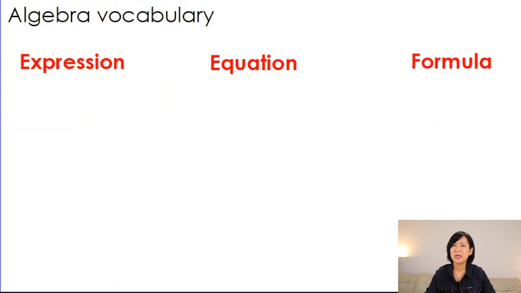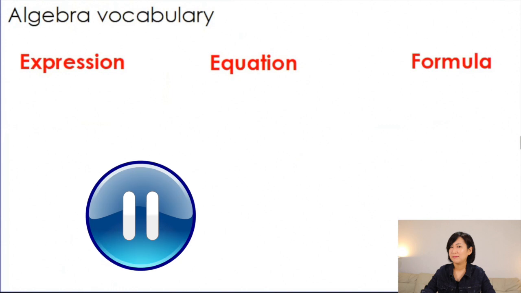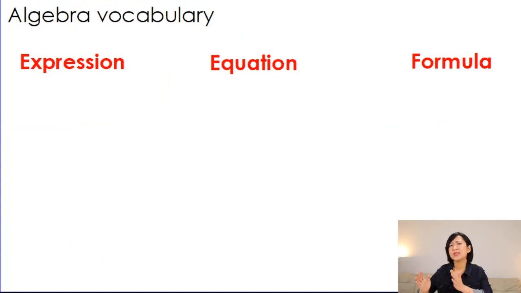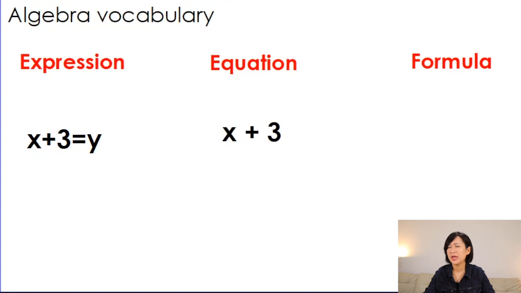Now, here we've got 3 important terms of algebra. Pause the video, then explain what is an expression, what is an equation, and what is a formula. And then, can you tell the difference between them? If you find it tricky to explain each term, I'm going to give you an example. Here I've got x plus 3 equals y, x plus 3, and x plus 3 equals 10. Now, can you match the examples with the terminologies?